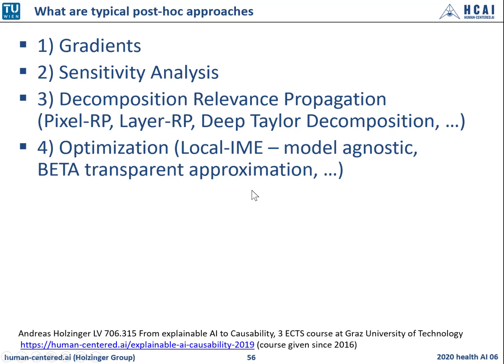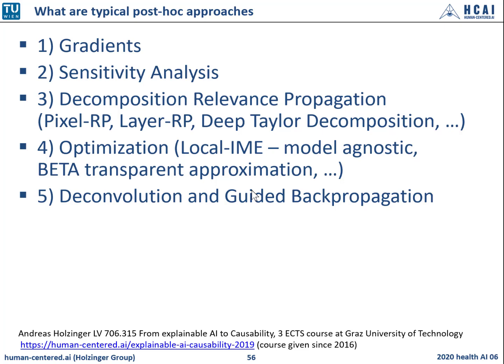And then we have optimization methods. That means select the best element which contributed to the output. LIME, for example, or BETA is such a method. Then we have deconvolution and guided backpropagation. That means reverse the effects of convolution, therefore deconvolution. It brings out from two functions a third function, which is the product of both. It's very cool.